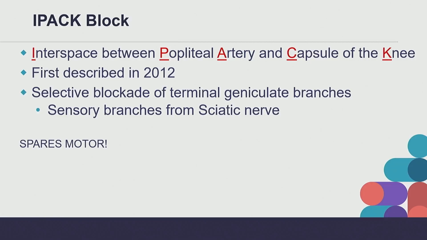So then we move on to what's called the IPAC, the interspace between the popliteal artery and the capsule, the posterior capsule of the knee, first described in 2012. It selectively gets those terminal genicular branches that come off the sciatic nerve, that popliteal plexus that lies just deep to that popliteal artery.